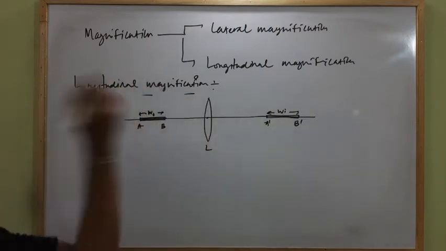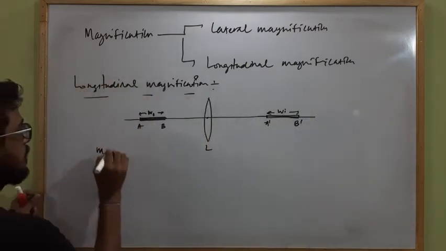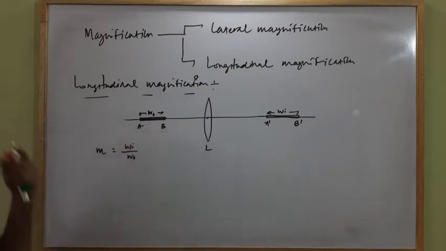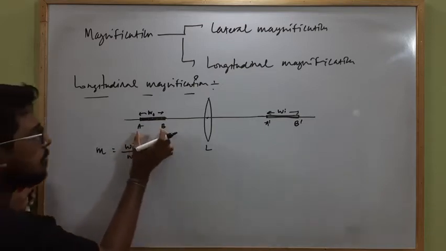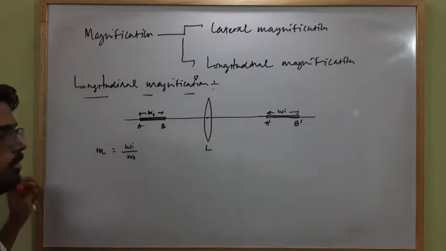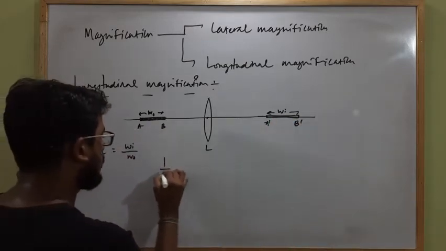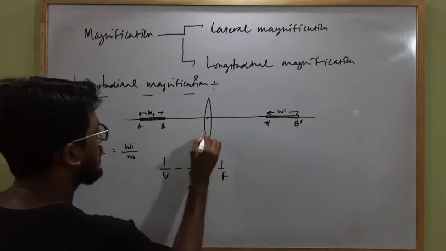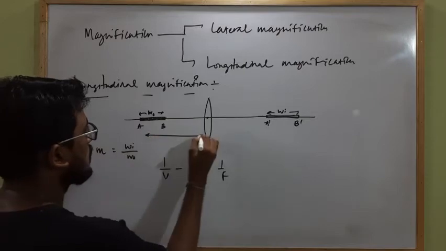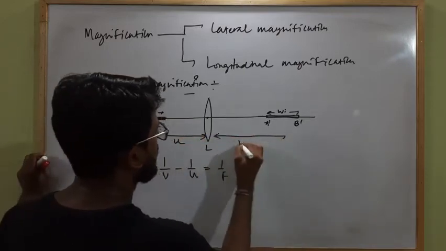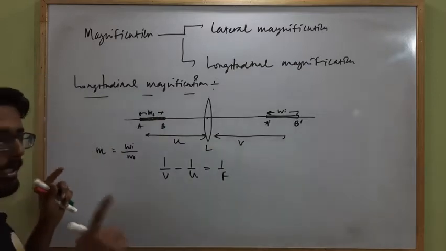that is known as lateral magnification. So lateral magnification can be given as width of image by width of object, or you can say the change in object distance with change in image distance will give the lateral magnification. So you already know the lens formula is 1 by v minus 1 by u equal to 1 by f. So let this be u and the image distance be v.